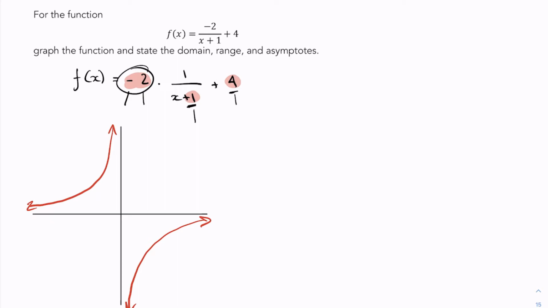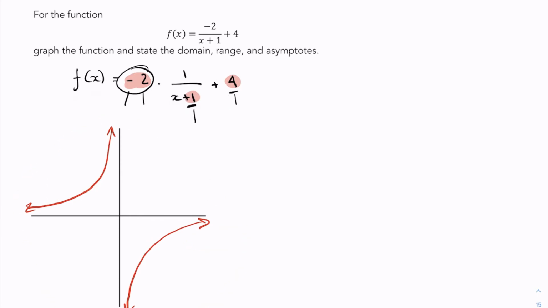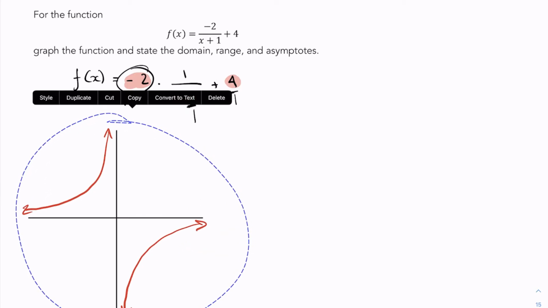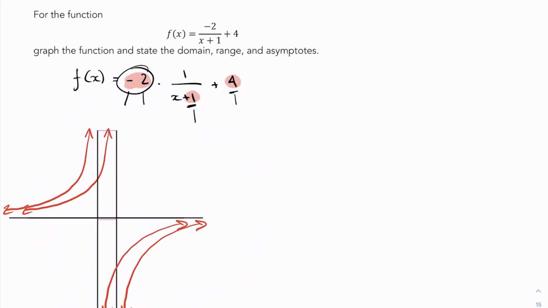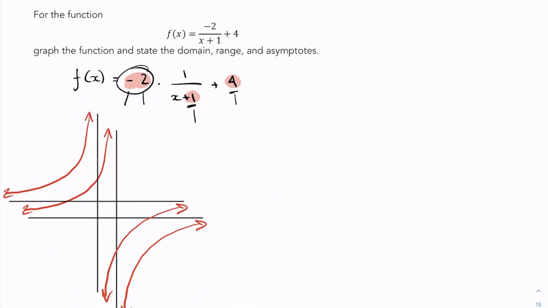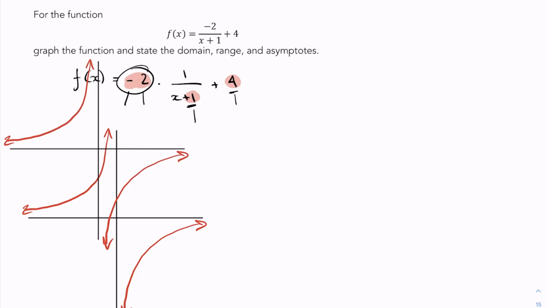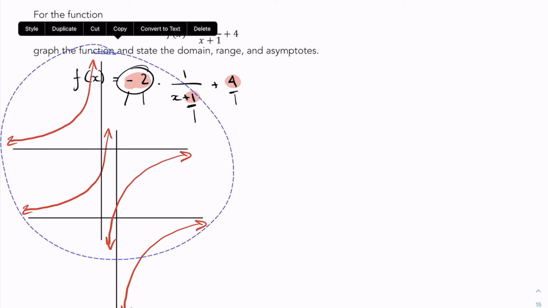But now I have to shift this graph. I'm going to go back 1 and up 4. That means, let me maybe highlight the whole thing. Do it like this. So I'm going to start from here. I go back 1 and up 4, so 1, 2, 3, 4. Again, rough sketch here.